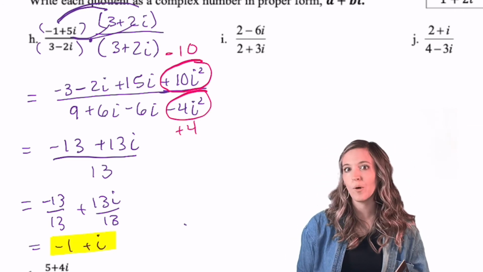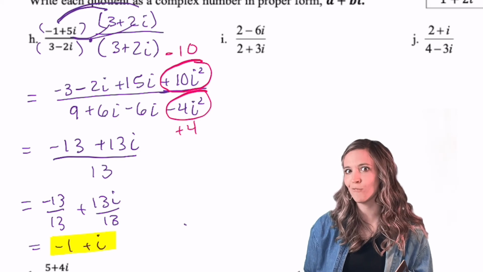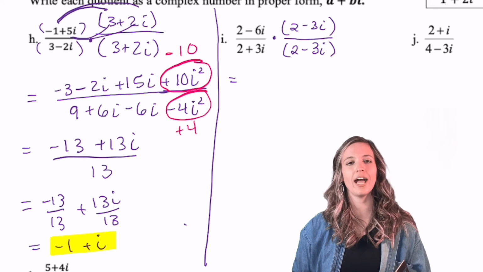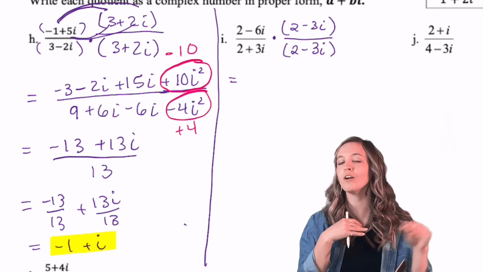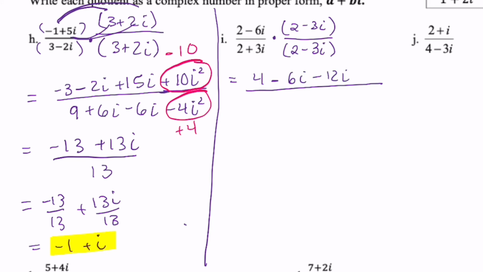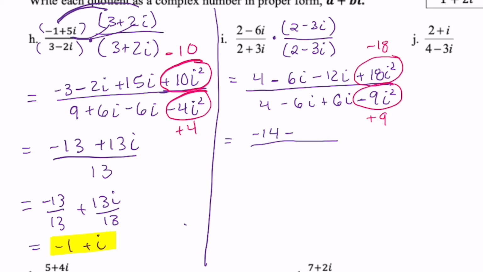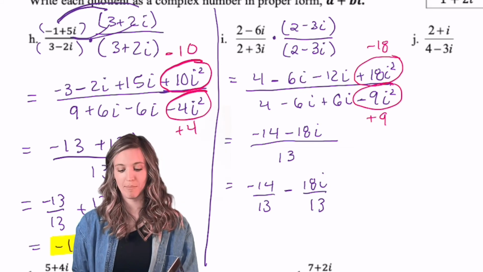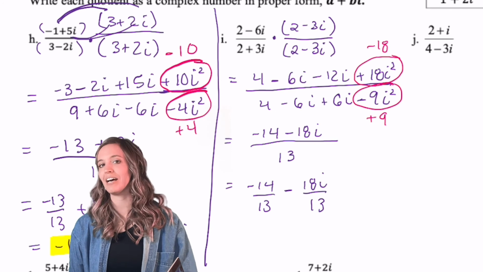Looking at this next example, what's the conjugate? How are you going to write it as a creative form of 1? Go. Did you write 2 minus 3i divided by 2 minus 3i? Woo! Now it's time to multiply that numerator, multiply the denominator. Be careful. Let's see how you're doing on I. Did you get -14 divided by 13 minus 18i divided by 13?